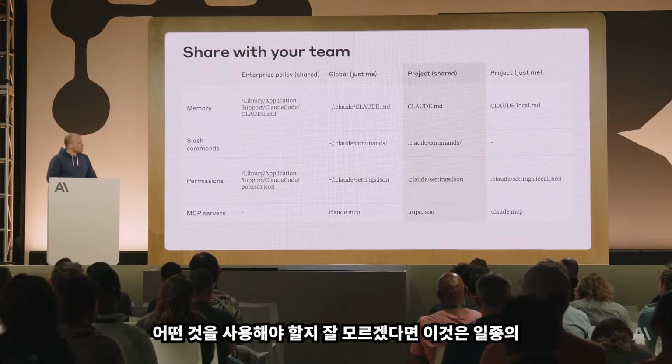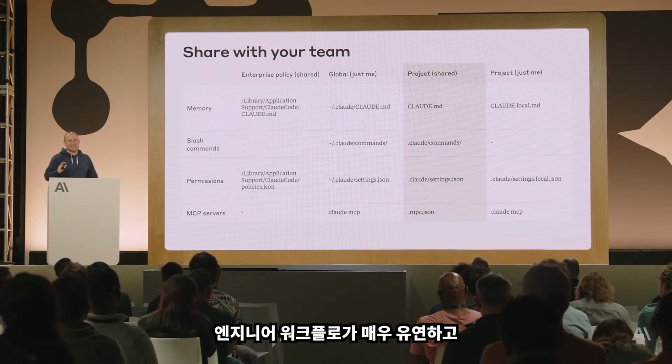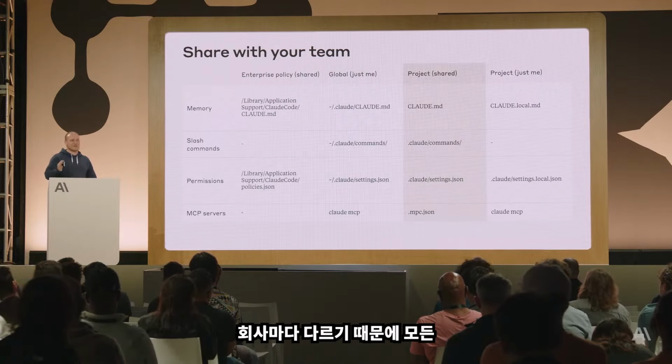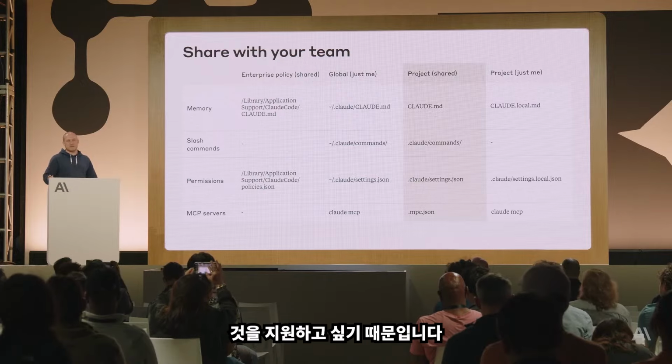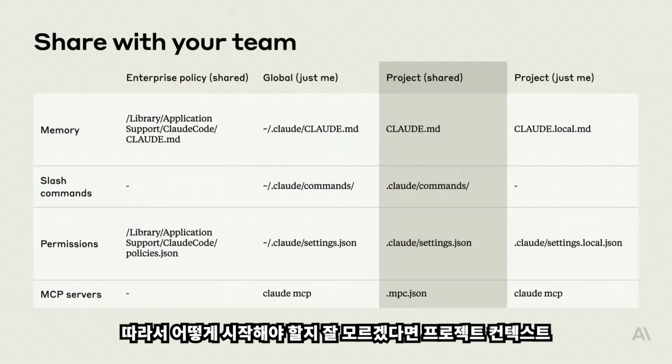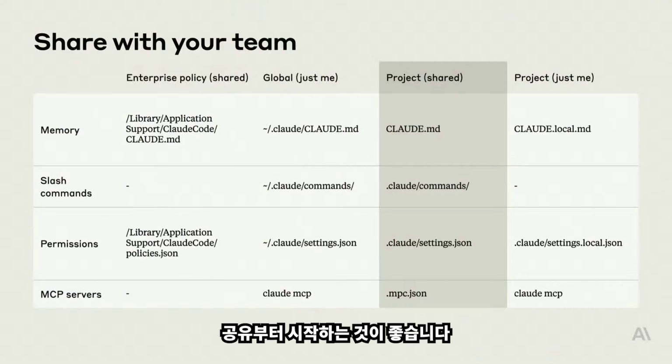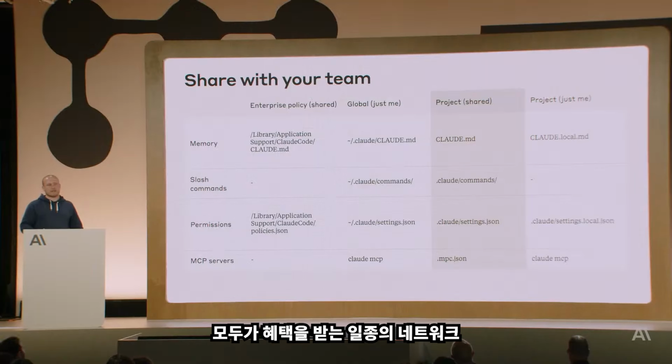If you're not sure which of these to use, this is kind of an insane matrix, because we support a lot of stuff and engineer workflows are very flexible and every company is different, so we want to support everything. If you're not sure how to get started, I would recommend starting with shared project context. You write this once and then you share it with everyone on the team, and you get this network effect where someone does a little bit of work and everyone on the team benefits.